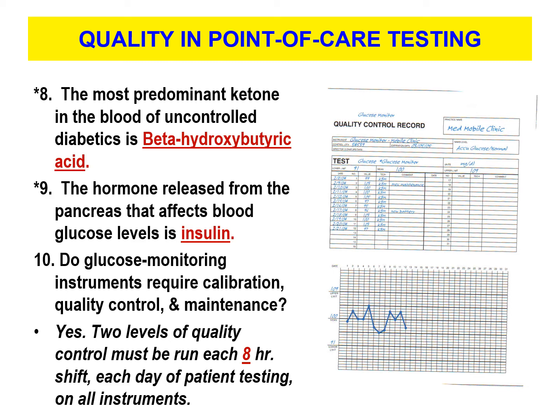You should be able to show anyone that walks into your lab some type of electronic or written record that you have calibrated your instrument when it was supposed to be calibrated. You perform maintenance on your instrument per the manufacturer's instructions. You also want to have either an electronic or a paper record of quality control. And as we know, CLIA says that 2 levels of quality control must be run each 8-hour shift each day of patient testing on all instruments that are used for patient testing.